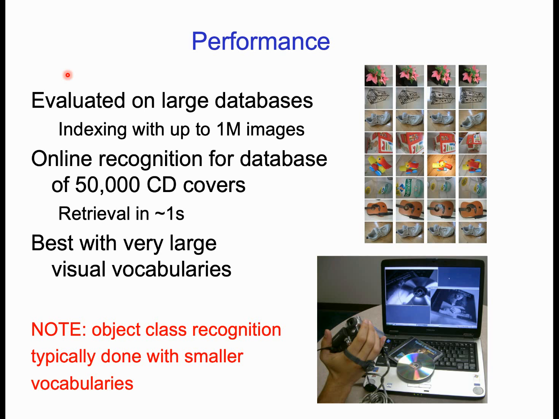Now, here we use very large visual vocabularies because we want to really describe every small detail within an image. Very, very detailed representation. If we were to talk about object category or object class recognition, we would actually use a smaller vocabulary to gain a little bit of invariance to the small changes in the visual words. But we will talk more about that later. Okay, so that was the first part.